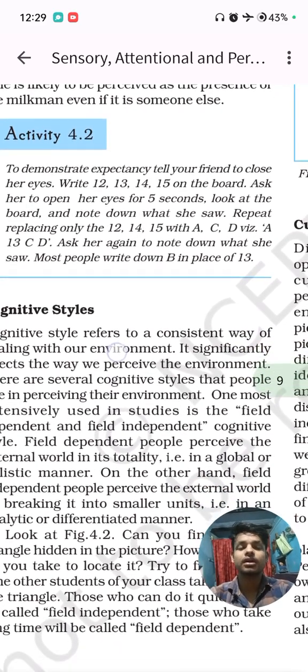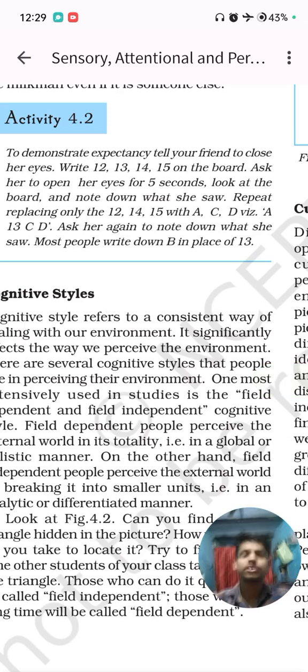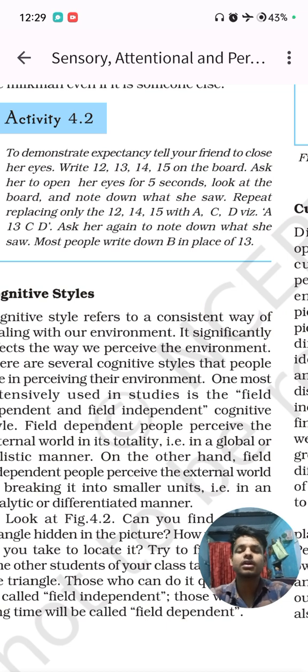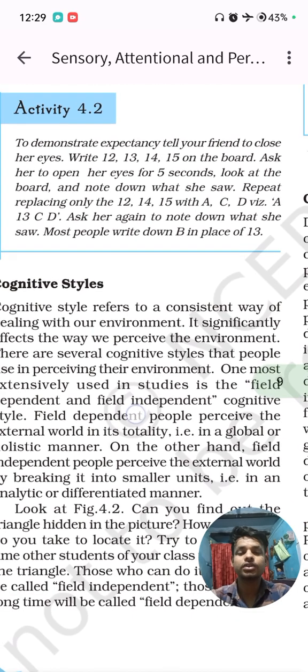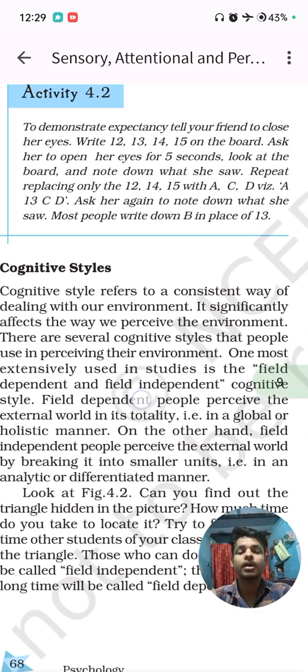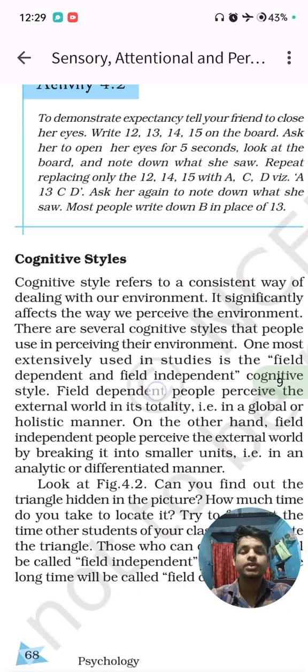Tell your friend to close her eyes. Write 12, 13, 14, 15 on the board. Ask her to open her eyes and look at the board for 5 seconds. Ask her to note down what she sees. Then write A, B, C, D, where B is 13, and ask her again to note down the answer. Most people write down B in place of 13.